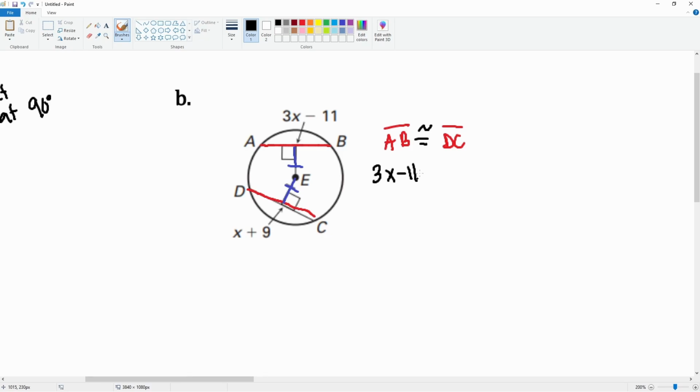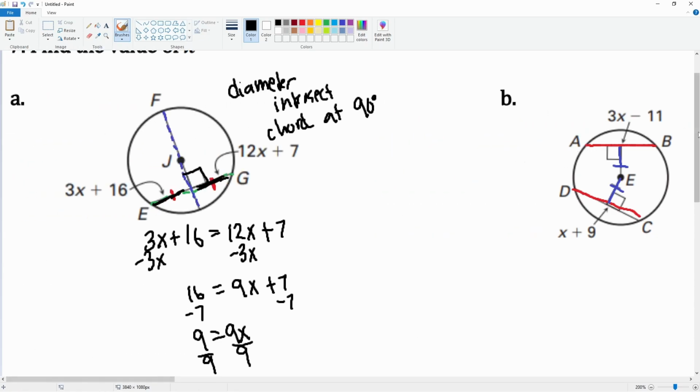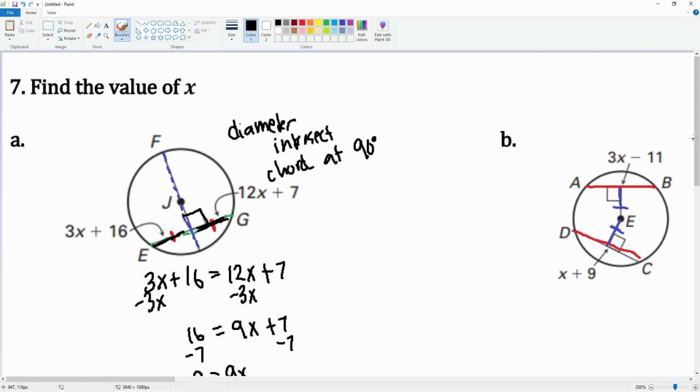3x minus 11 is equal to x plus 9. Minus x to both sides, you get 2x minus 11 is equal to 9. Plus 11 to both sides, that gets you 20 is equal to 2x. Divide by 2, you get x is equal to 10. So there you go. That is how you use the chord properties to find the value of x.